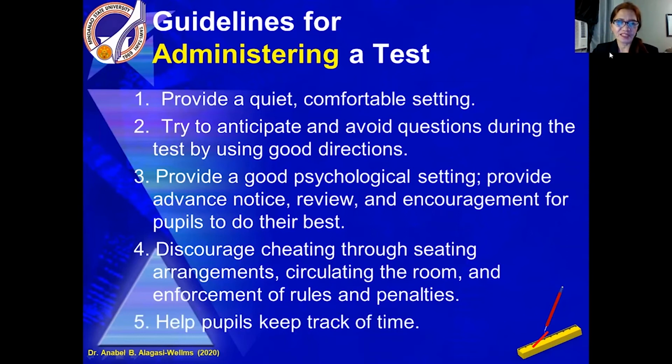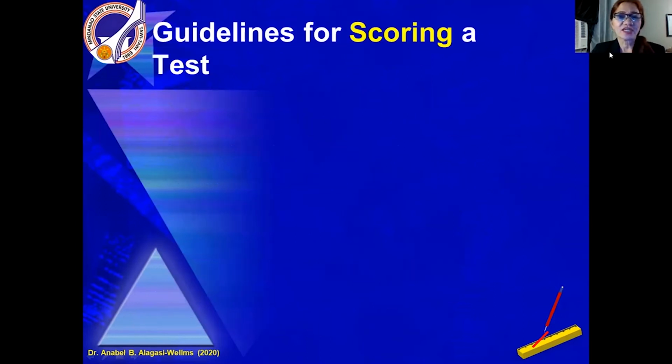And then help pupils keep track of time. Remind them when they start the test and then announce before ending the test, minutes before ending the test, like 10 minutes more, but do not remind them many times while they're taking the test. Okay, so we're done with the guidelines for administering the tests. We now proceed to the guidelines for scoring the test. So we're done with the preparation of the test. We have already administered the test. We're now ready to score the test.